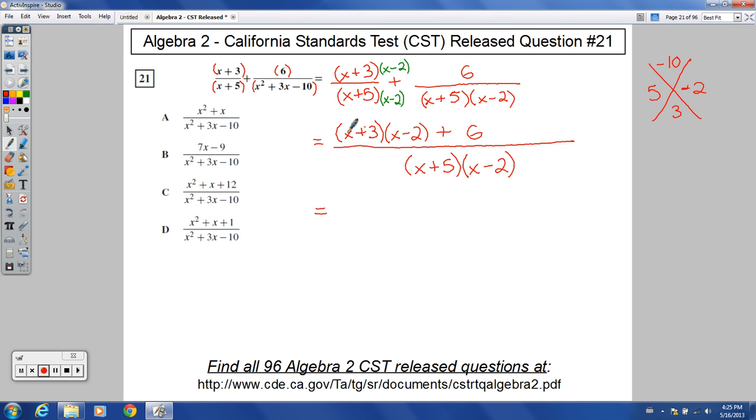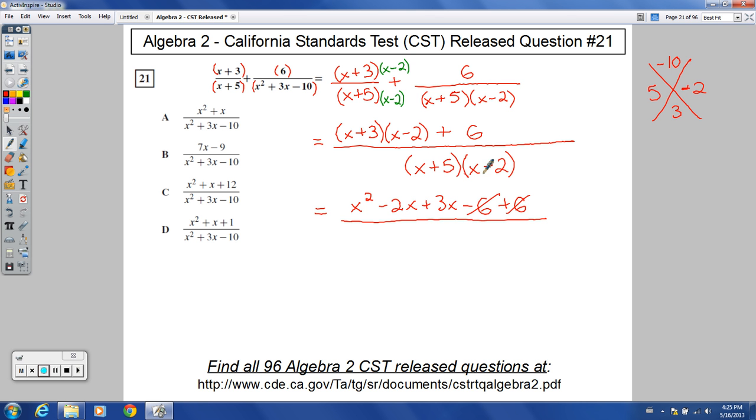From here, I'm going to FOIL this out. Foiling it out gives me x squared. Outside will be minus 2x. Inside will be 3x. And last will be negative 6. I have that plus 6. Those two things will cancel.